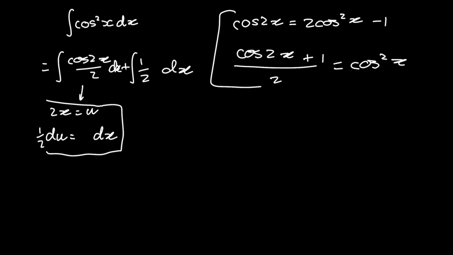Okay, so now rewriting this left-hand integral in terms of u, we have the integral of cosine of u over 2 times 1 over 2 du. So all we really did was substitute in u for 2x and substitute in 1 over 2 du for dx. So we can take out this 1 over 2 and that 1 over 2 as 1 over 4. Now we still have this other integral, so we still have plus the integral of 1 over 2 dx.